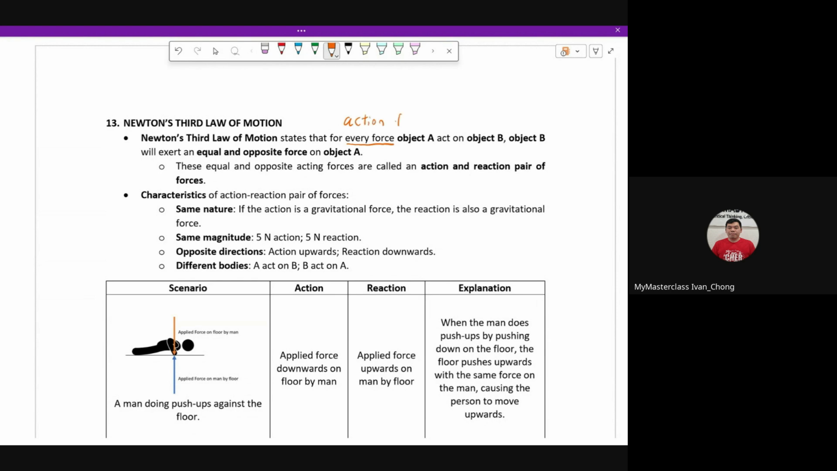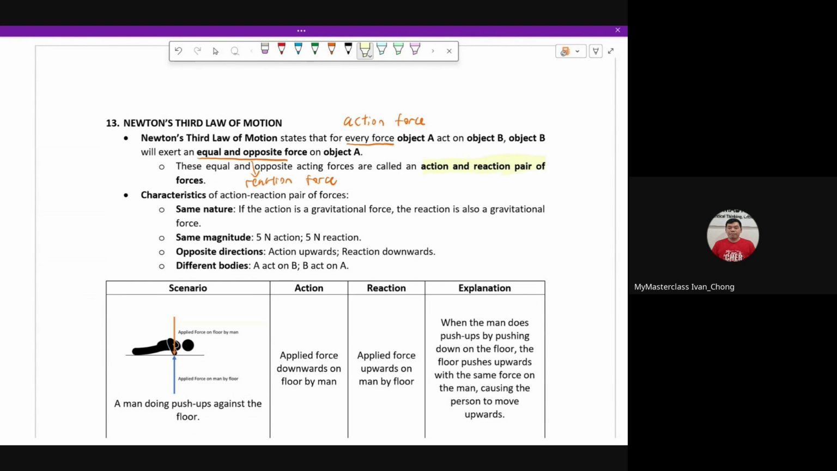force, or just action itself. Okay, that A acts on B. So for every single force that you have, B will exert an equal and opposite force on A. This is what we call your reaction, or more specifically, your reaction force. Okay, let me just rewrite this. Reaction. Handwriting is not very good. Reaction force. Okay. So together, these two are called an action and reaction pair because there's two of them.